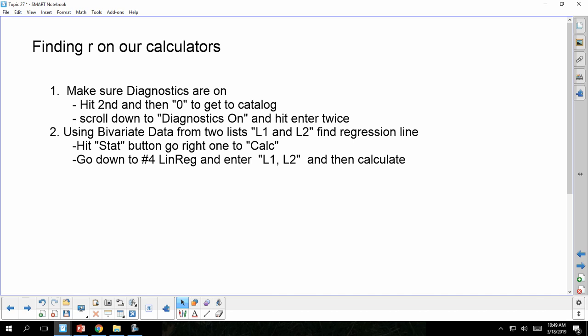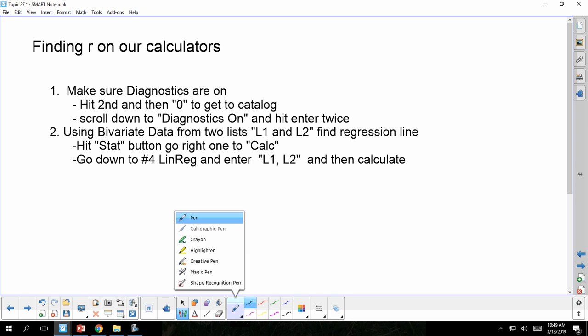And if you have the old calculator, like the old TI-83s, what you're going to do, L1 and then comma L2, just like that, right? Using second 1 and second number 2, get those lists down there. And then we hit enter and calculate, and you'll have the value of R at the very bottom of that.